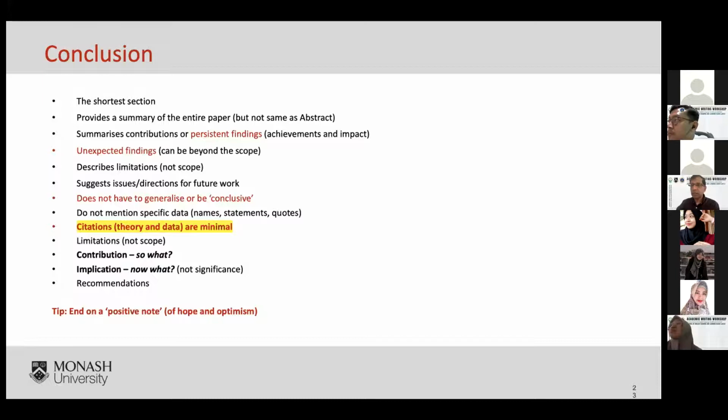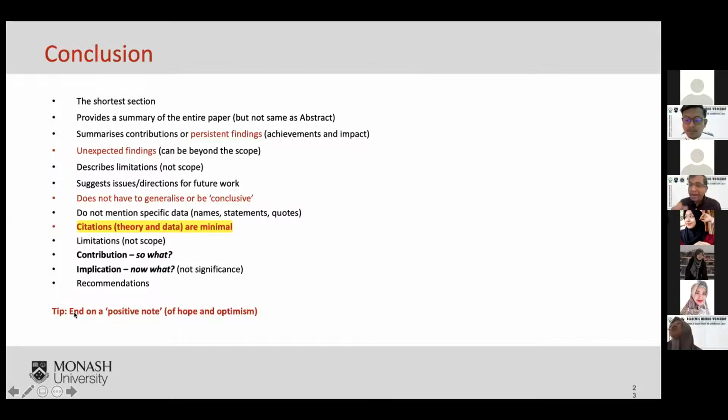Okay, and in this section, the conclusion, citations, both theory and data, are minimal. So if you have too many citations in the conclusion, the journal editor would say, why is it someone else speaking in the conclusion? You are the author. You have to tell me what the contribution is. Why are you making citations here?